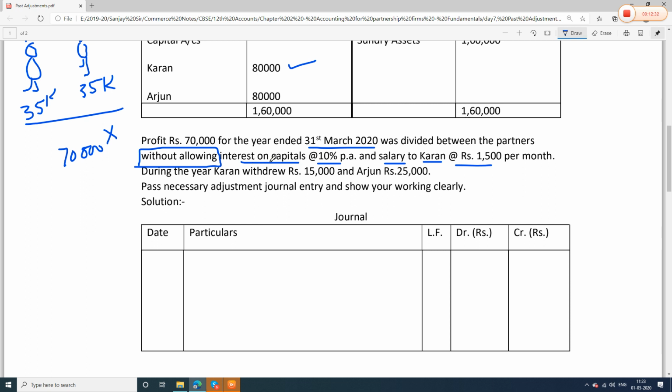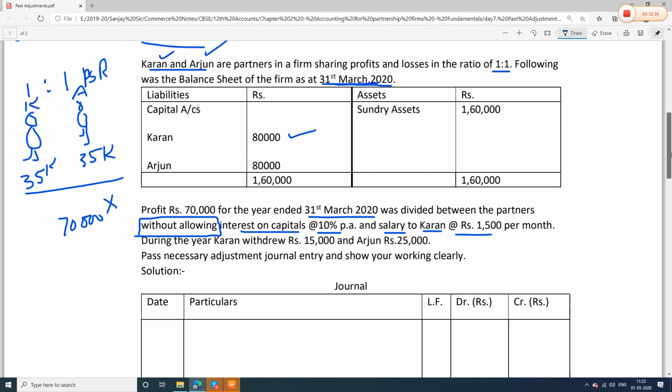Okay, look beta, profit is 70,000, and we did not pay interest on capital. Try to understand one thing. This balance sheet is given to us of which date? 31st March 2020. And this capital is of 31st March 2020. But if we have to pay interest on capital to partners at 10%, which capital will it be? That will be opening capital.